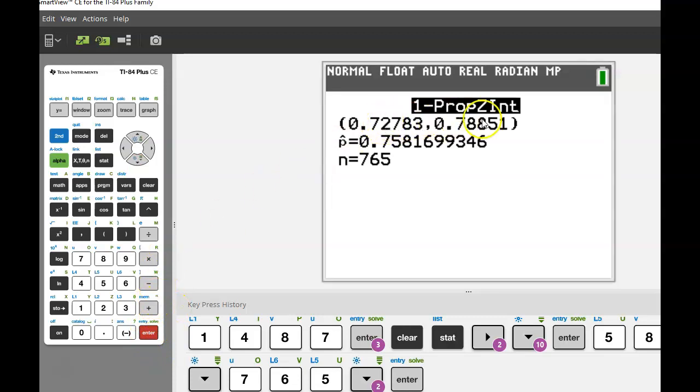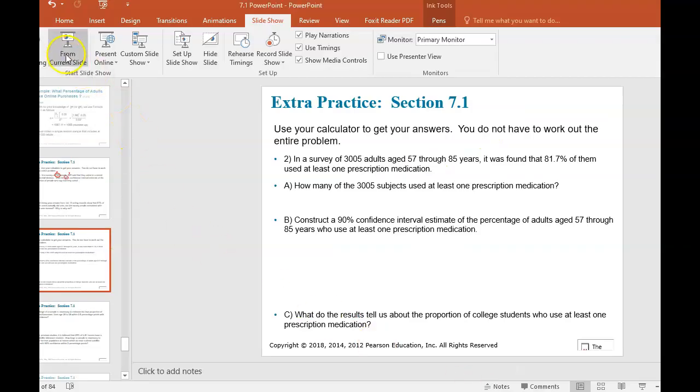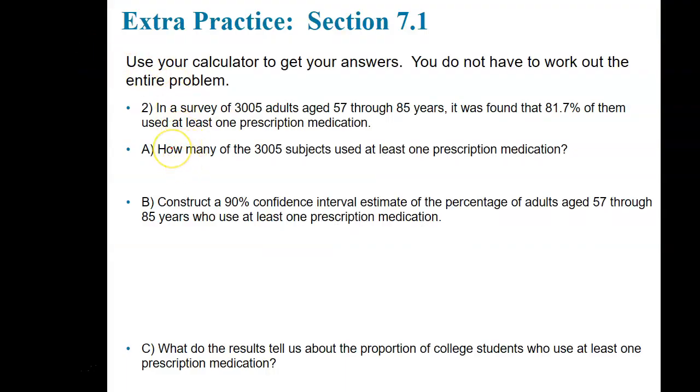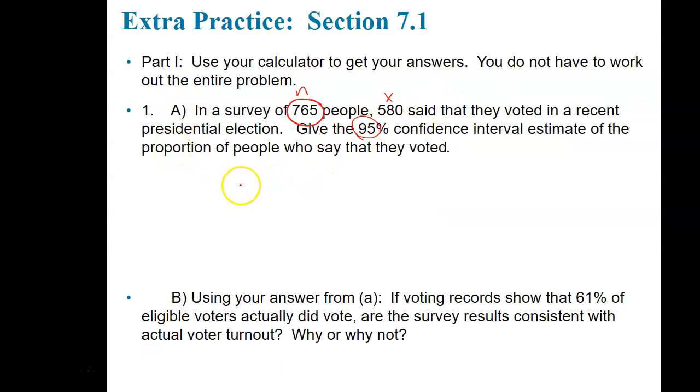And so here is our interval that we're going to have. So 0.728 to 0.789 for our answer. Okay, so when you do these on your calculator, I'm not expecting to see the margin of error calculated and all those different things.